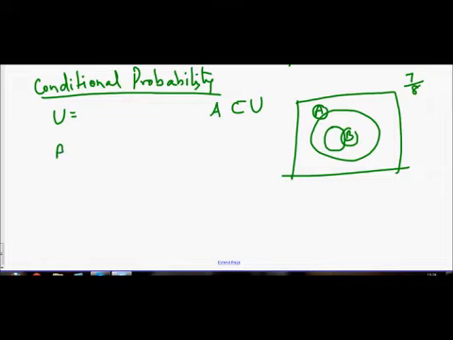So what is probability of B given A? Okay, that is known as conditional probability, that the event B depends on the event A. So there is a condition on the event B occurring. Okay, for example, let's consider rolling a die.